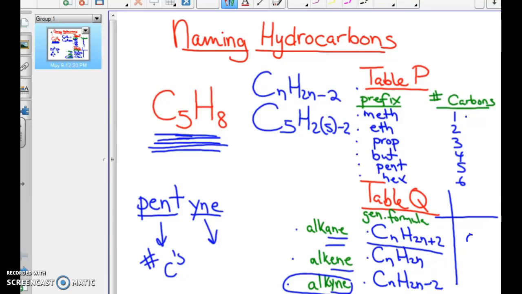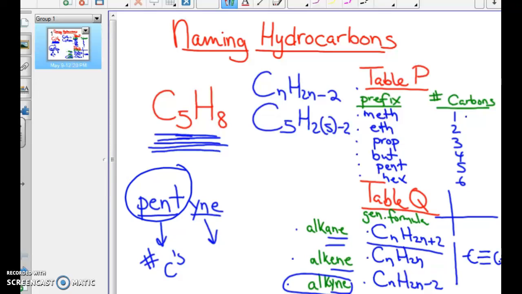If you have an alkane, notice you have all single bonds. All the carbons are connected by single bonds. If you are dealing, however, with an alkene, as table Q tells you, the sample has a double bond connecting the two of these. If you are dealing with an alkyne, the sample that they give you has a triple bond between the 2 carbons. So what that means is this is a 5-carbon chain in which you have a triple bond.